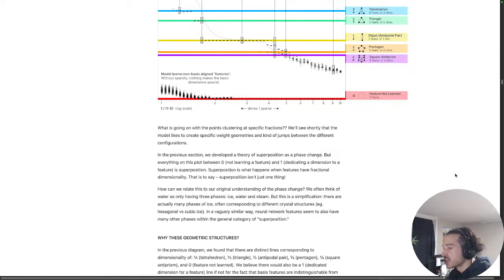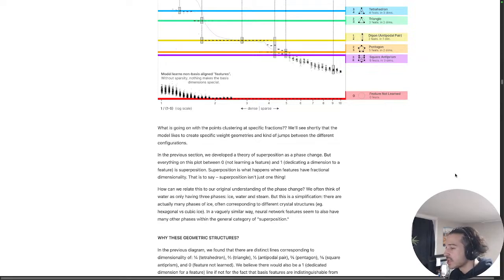In the previous section, we developed a theory of superposition as a phase change, but everything on this plot between 0, not learning a feature, and 1, dedicating a dimension to a feature, is superposition. Superposition is what happens when features have fractional dimensionality. That is to say, superposition isn't just one thing.